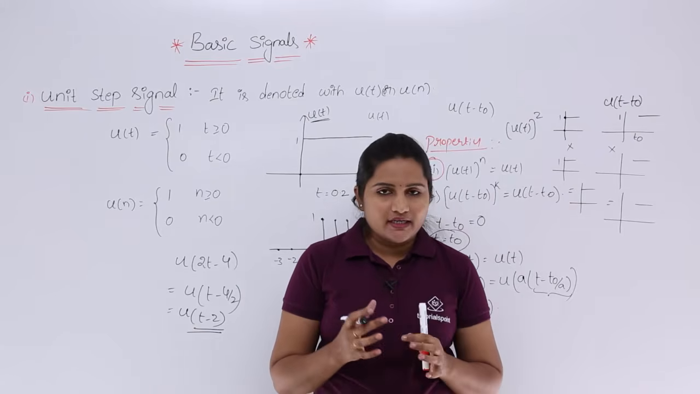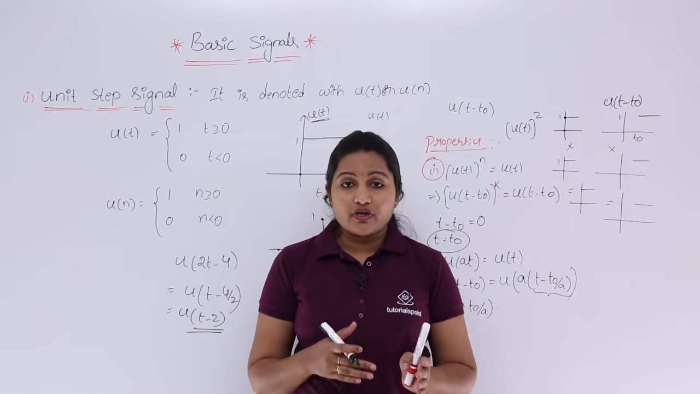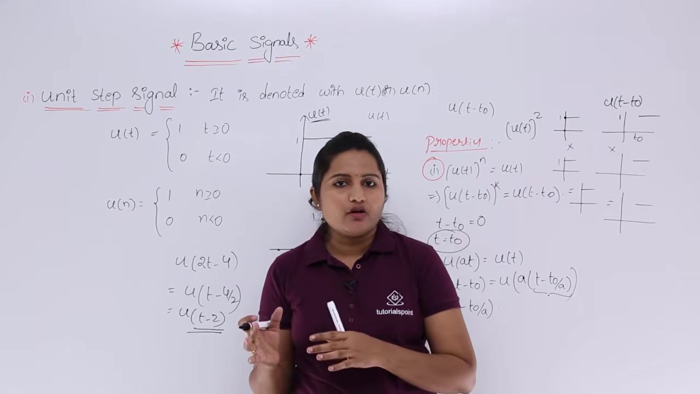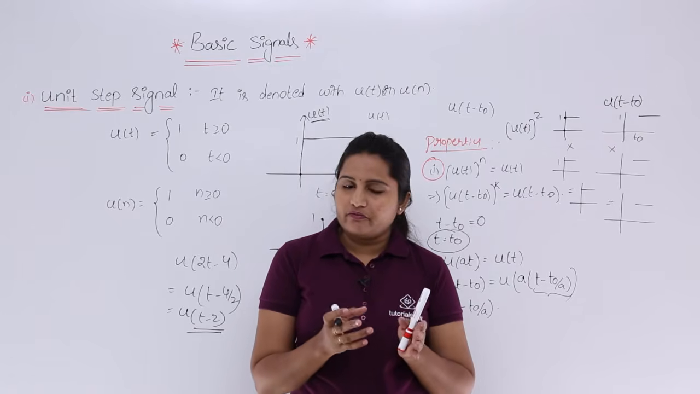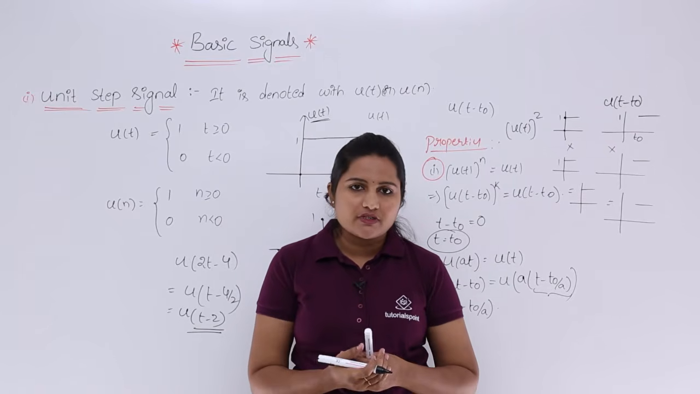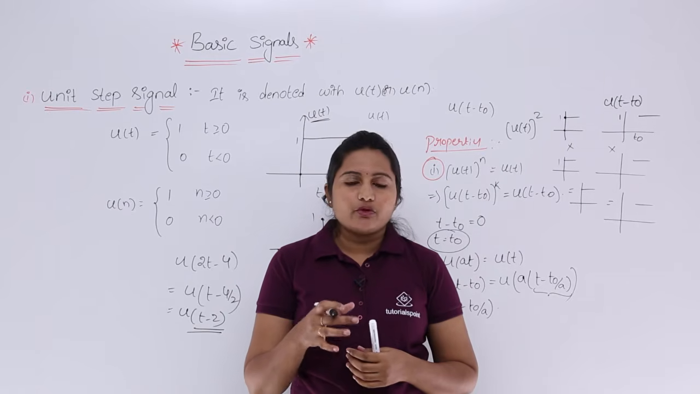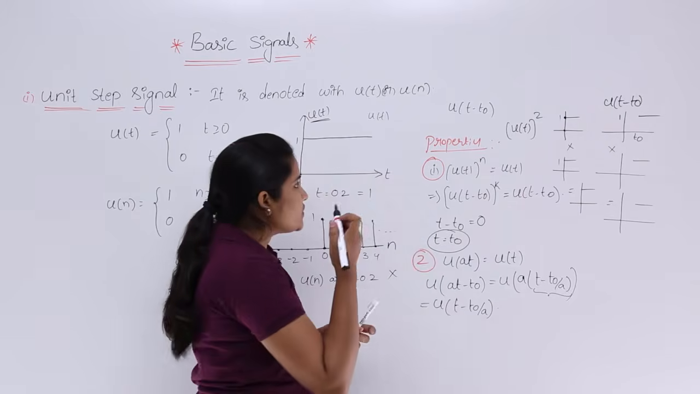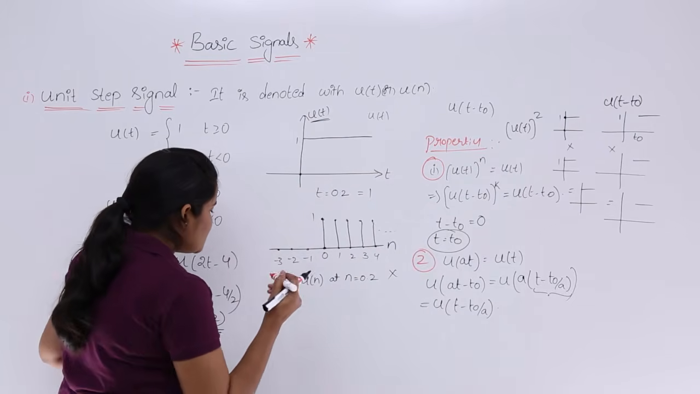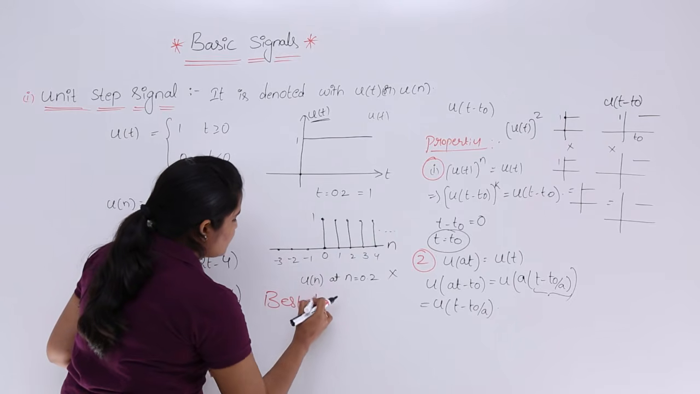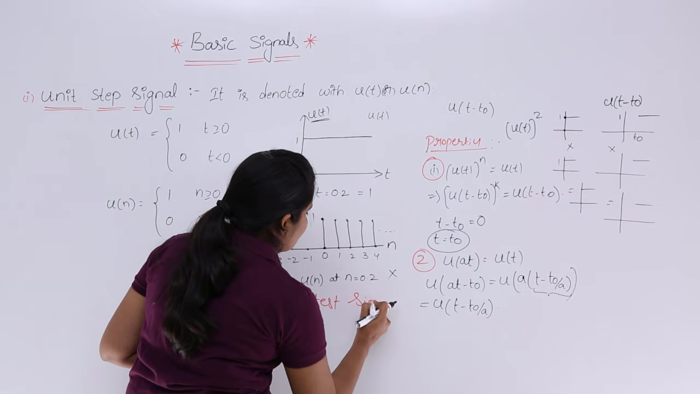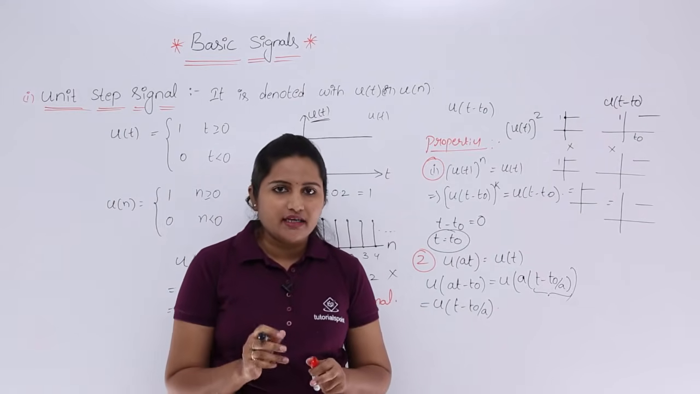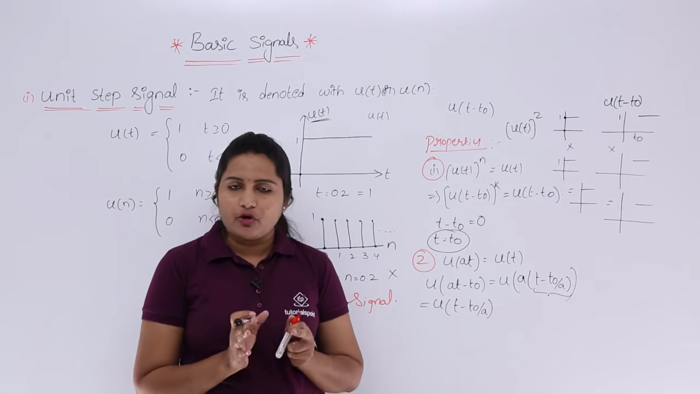And one more important point is that for testing systems we are going to consider some signals. That means for bounded input we need to get bounded output. So when we are testing such types of systems, we need to consider bounded input, bounded output signals. So the unit step signal is the best test signal. This is also a theory related question. This is the best test signal for testing any system to get the proper response.